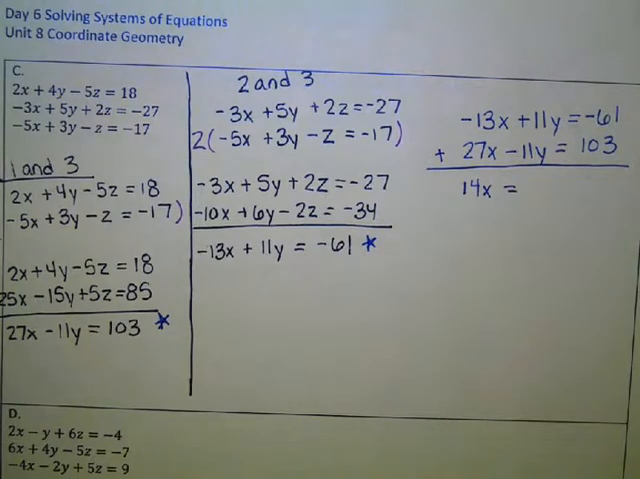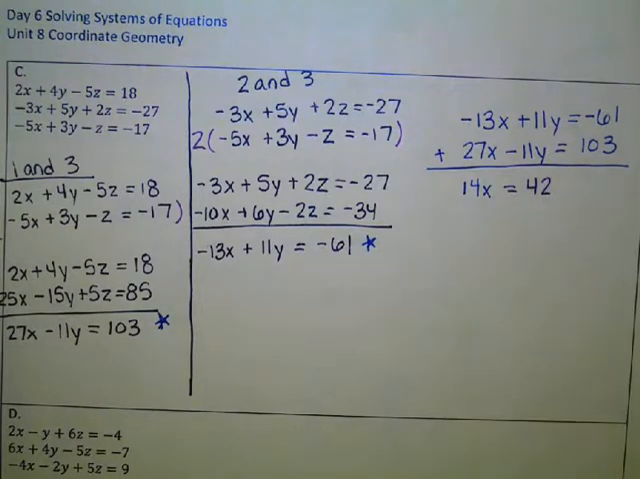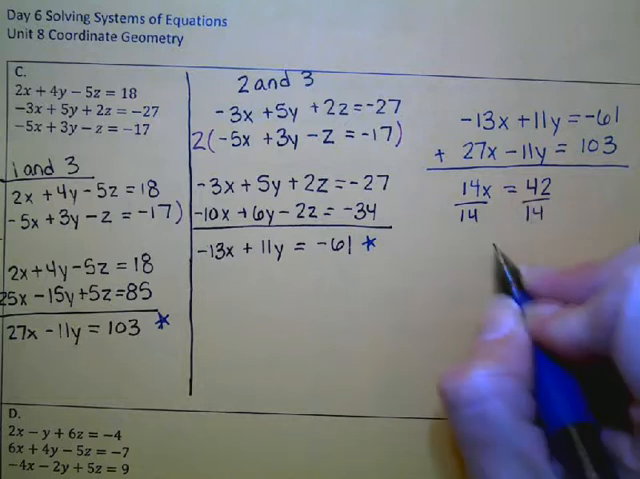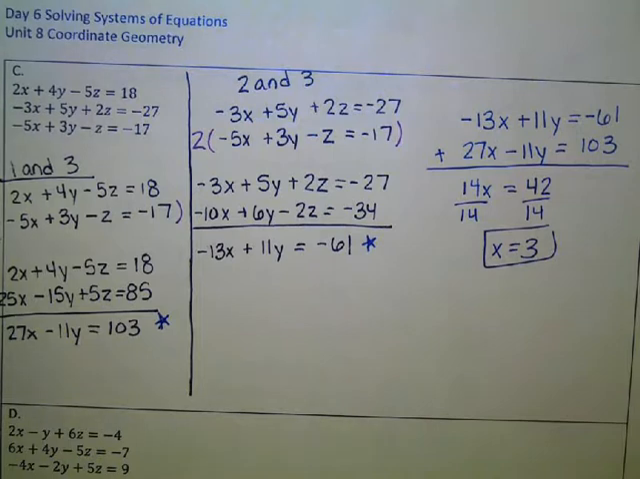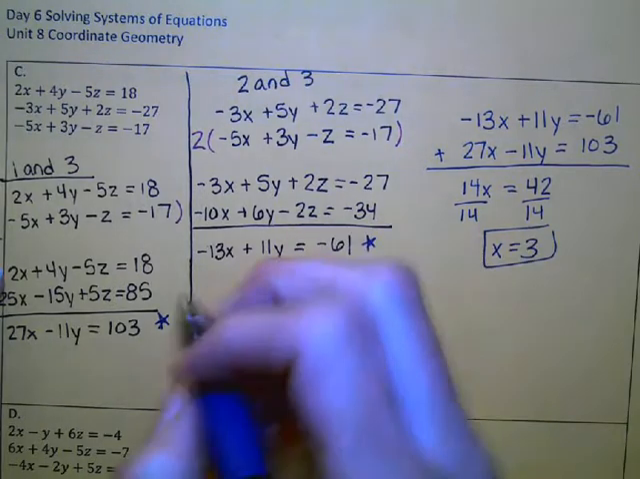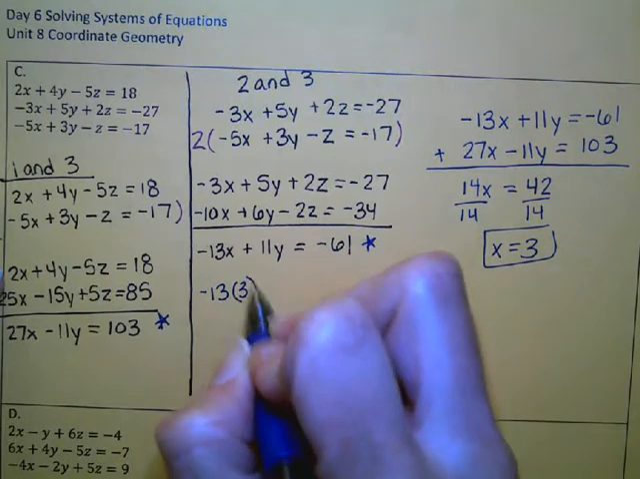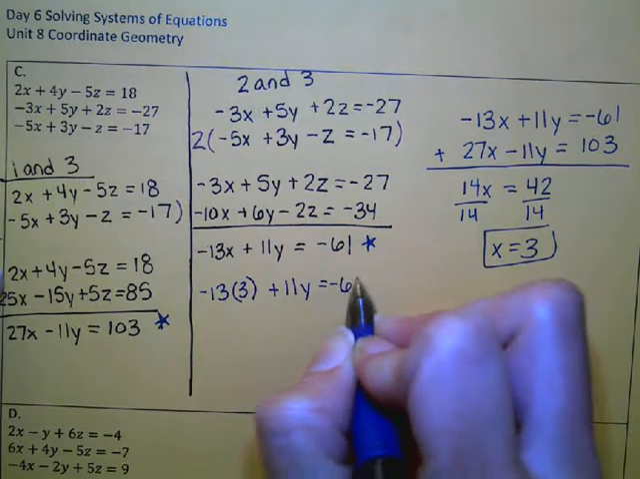14x equals, because it already eliminates a letter, and then you divide by 14. X equals 3. So once you're at the bottom and you have one letter, now you go back up to the ones that have two letters. So I'm going to plug in, let's say here, negative 13 times 3 plus 11y equals negative 61.